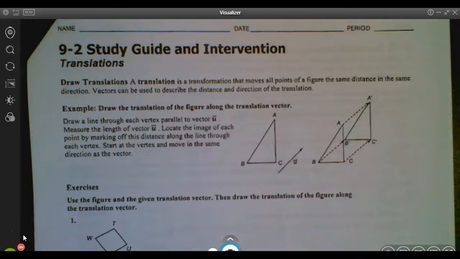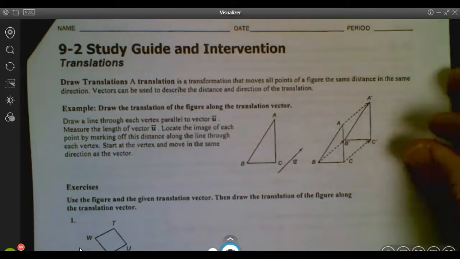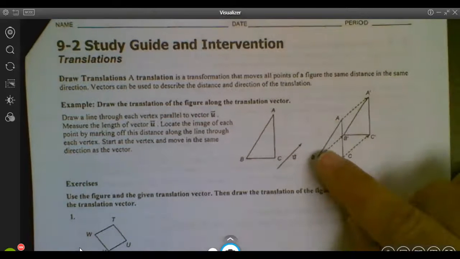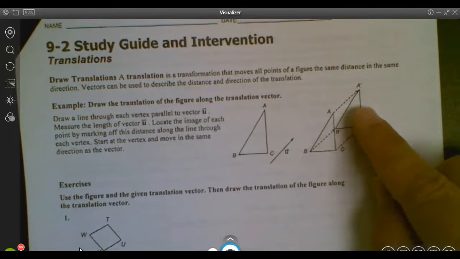So for lesson 9.2, we are now moving from reflections onto translations. Of the few that we're going to learn, translations are probably the easiest to do visually. It has a lot to do with just a shift, right? It's like taking an object and sliding it across your paper.